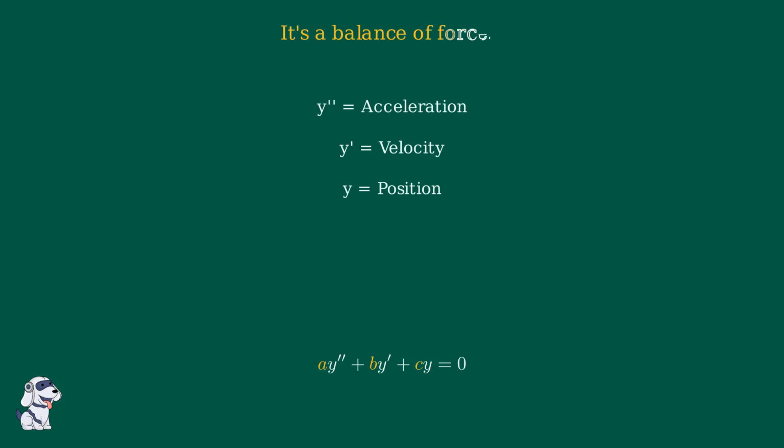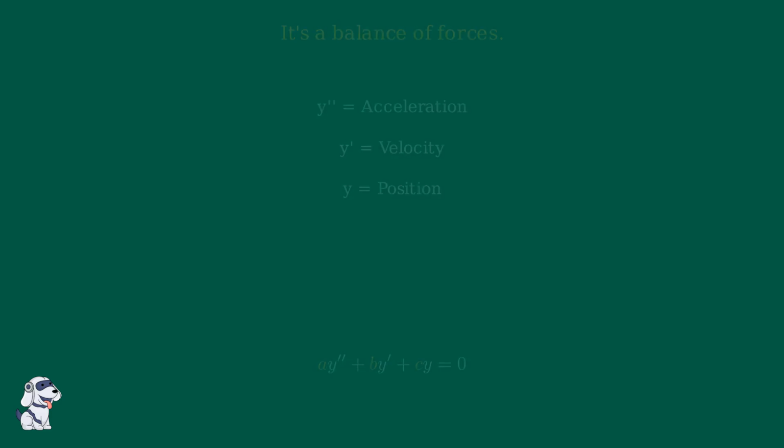Think of this equation as a delicate balancing act. Each term pulls the system in a different way, and solving it means finding the exact path where these forces settle into a state of equilibrium. By adjusting the coefficients A, B, and C, we can model everything from a swinging pendulum to a skyscraper swaying in the wind. Our goal is simple yet profound.